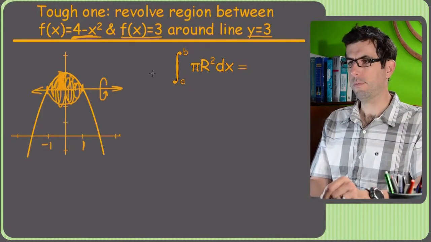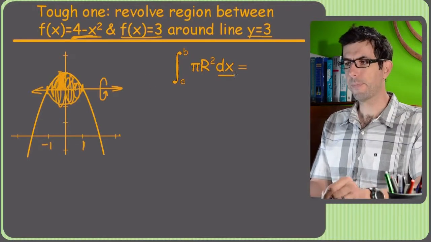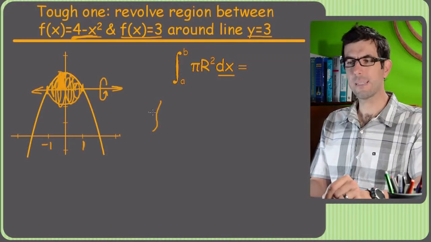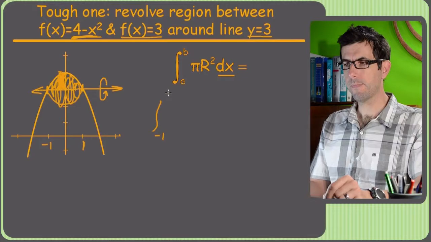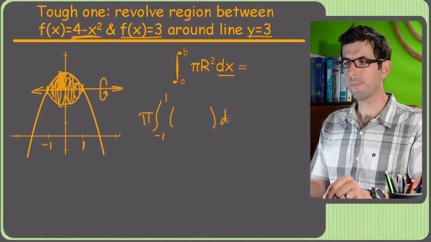All right, so what do we do? I think we plug and chug. Why not, right? Because we know it's a dx problem. So we got the integral from x going from -1 to 1. Put our pi out front. Now the tricky part here is going to be, what do we use for a radius? And of course it's still squared.